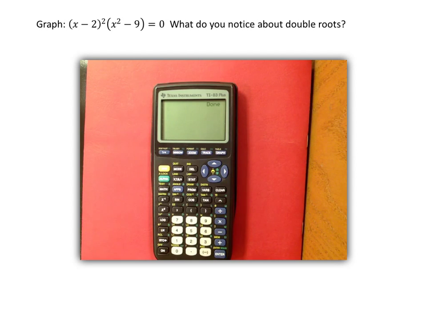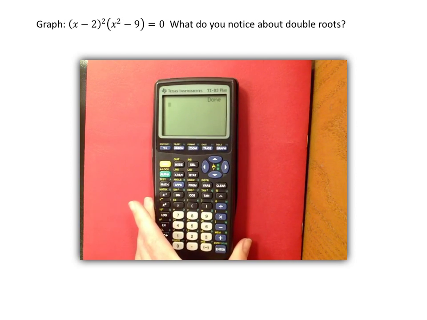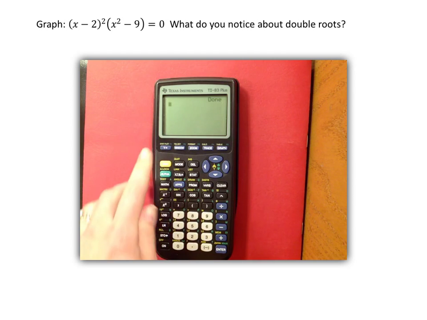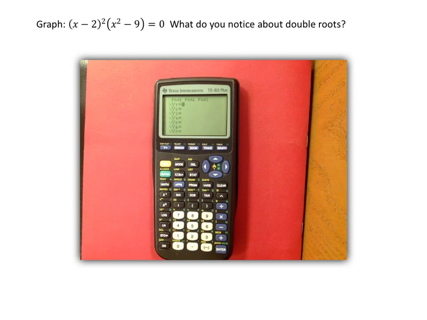All right, so we actually did this problem by hand, and we know that we've got roots that are 2, which is a double root, negative 3, and positive 3. So the question is, what does this look like if I graph it? In order to graph these, go to the y equals in your calculator, and you'll just enter exactly what you see is equal to 0.